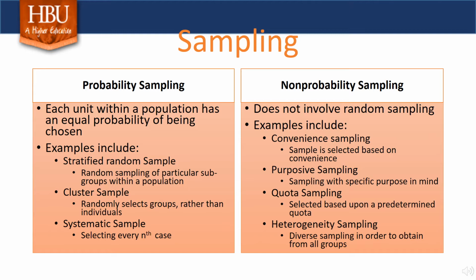Next, there's the option of non-probability sampling. It in and of itself does not involve random sampling. These samples include things like convenience sampling, purposive sampling, quota sampling, and heterogeneity sampling. Depending upon the research design, the research paradigm, as well as the theoretical framework, those pieces will ultimately dictate the way in which we choose our sample.